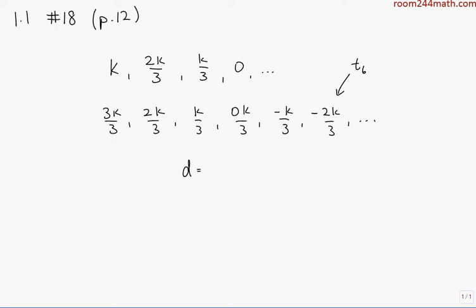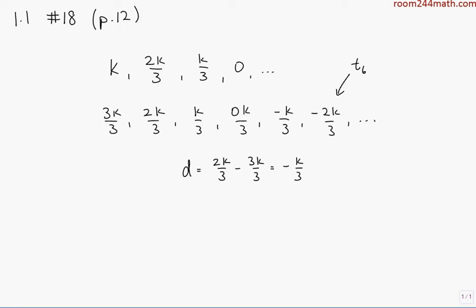So let's take any term, let's say 2k over 3, and subtract the previous term, 3k over 3. I could have picked any two terms, and we should get the same common difference. That's the definition of an arithmetic sequence. And so I get a common difference of negative k over 3, and you could have just seen that from looking at the progression of the terms too.